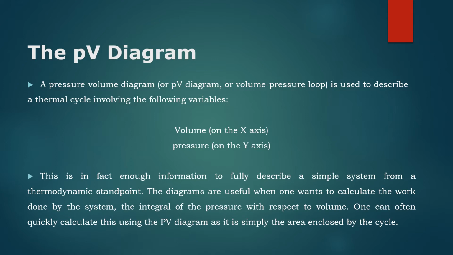The diagrams are useful when one wants to calculate the work done by the system, the integral of the pressure with respect to volume. One can often quickly calculate this using the PV diagram, as it is simply the area enclosed by the cycle.